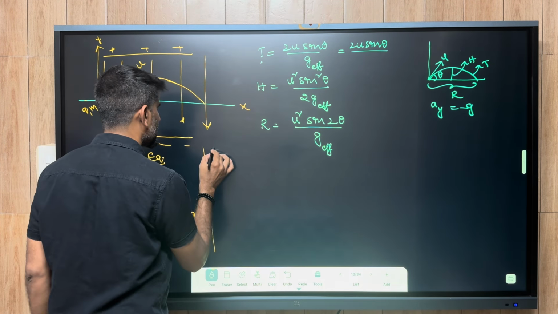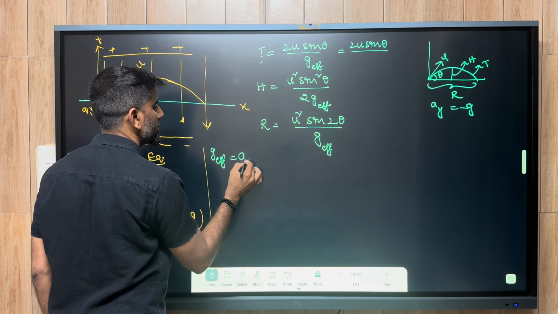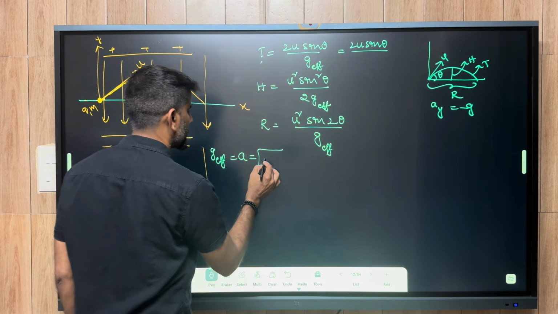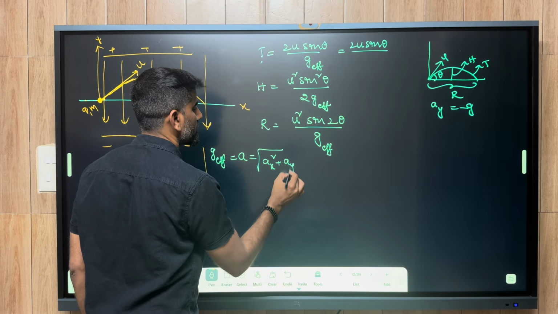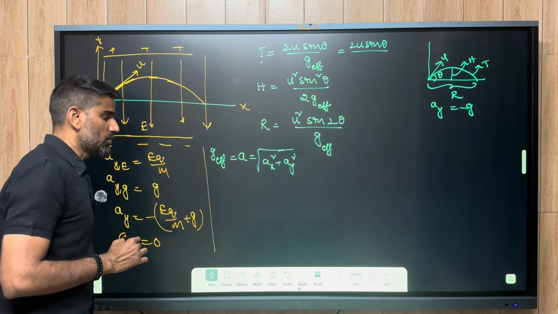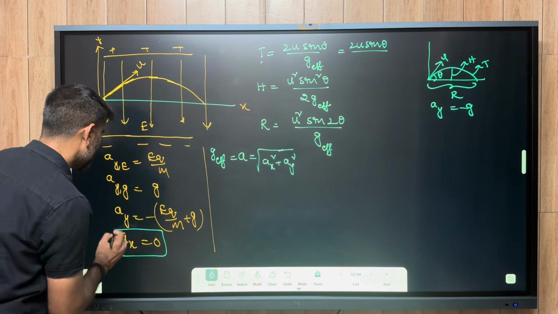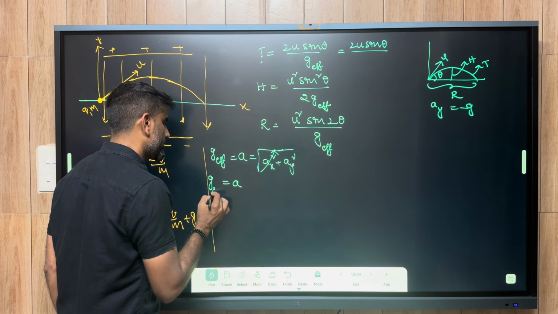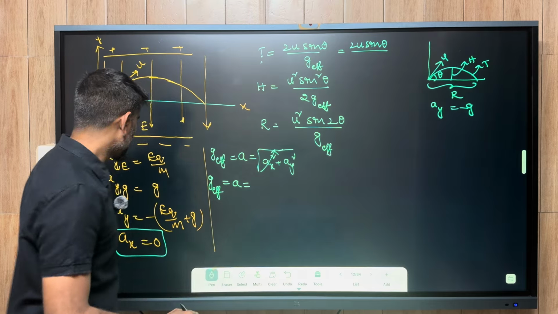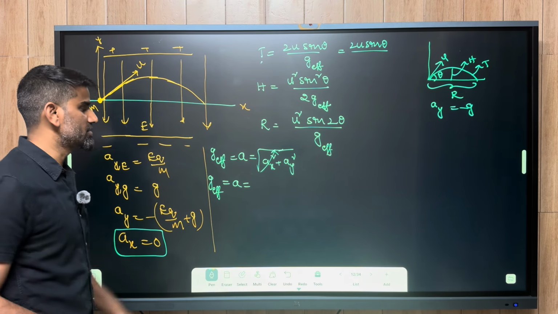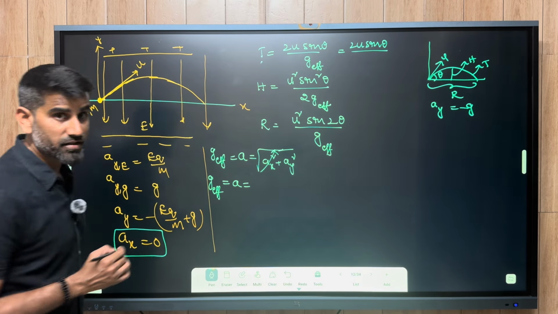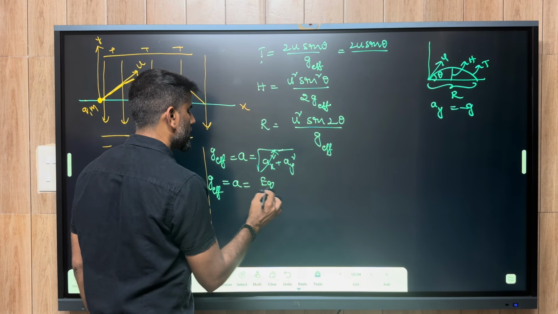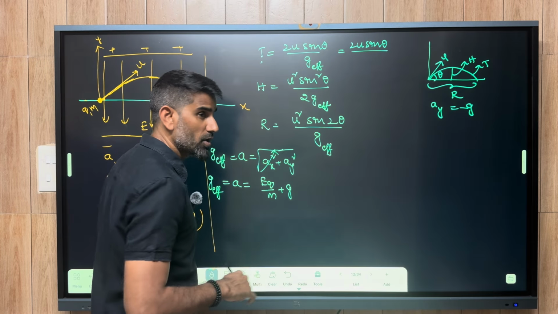What is g effective? I mean g effective in the sense of a net. A net is nothing but root over ax square plus ay square. As we already know, ax is equal to 0, this can be taken out. So g effective is equal to root over ay square. Ay is nothing but Eq by m plus g. As there is a square, you can take out this negative sign. So Eq by m plus g.